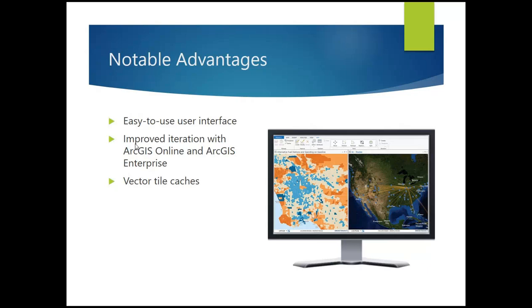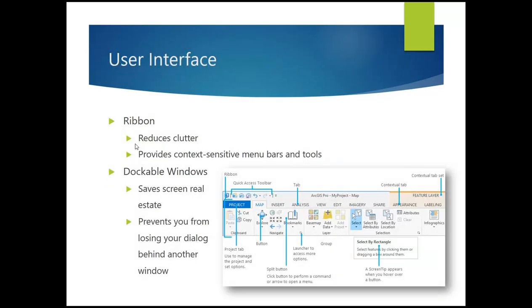So the first one we're going to look at here is the easy-to-use user interface. You now in ArcGIS Pro have this single contextual ribbon, and while not everyone may like this style of interface, it does a great job of reducing the clutter by providing context-sensitive menu bars and tools. You no longer need to open and close toolbars when you want to tweak the properties of a layer. It simply appears when you select a layer in the table of contents and goes away when I select something else.